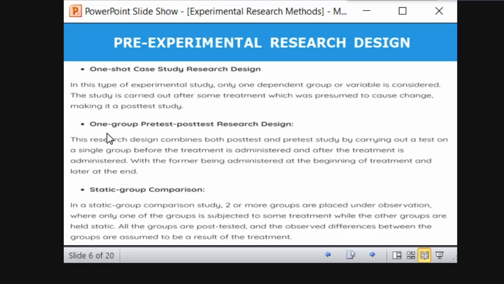Now you see one group pre-test, post-test research design. See the difference. It is exactly the opposite of one shot. One group means there is one group, but there are two tests: one is pre-test and one is post-test. The research design combines both the pre-test as well as post-test by carrying out a test on a single group before the treatment is administered and after the treatment is administered.